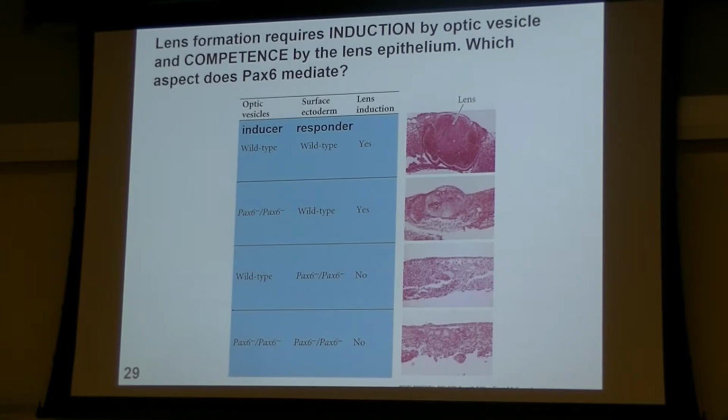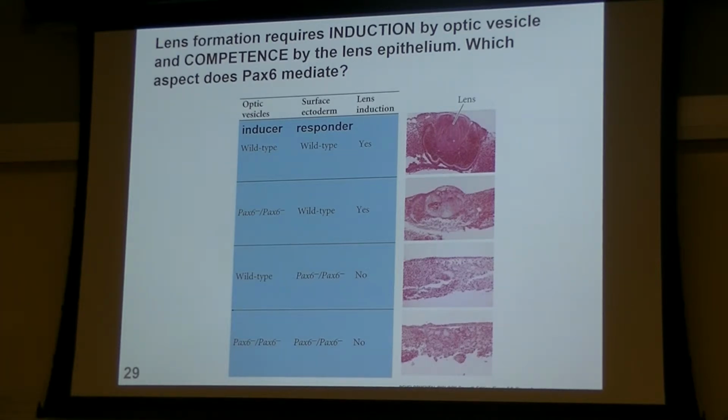And in fact, I should tell you, you could even take the human PAC6 gene and express this in Drosophila, and it will work also. So even your human version of the gene could work in Drosophila to establish these ectopic eyes.